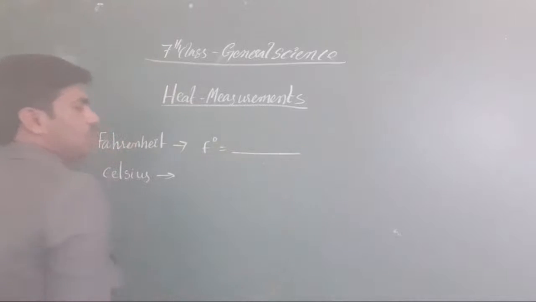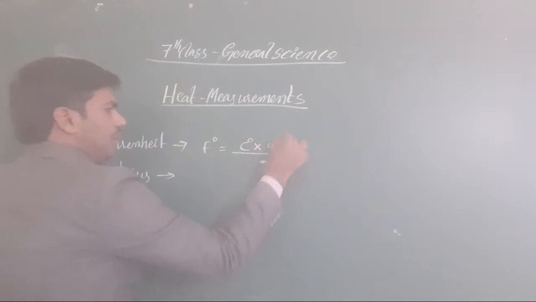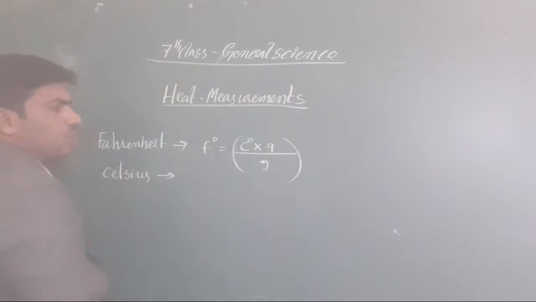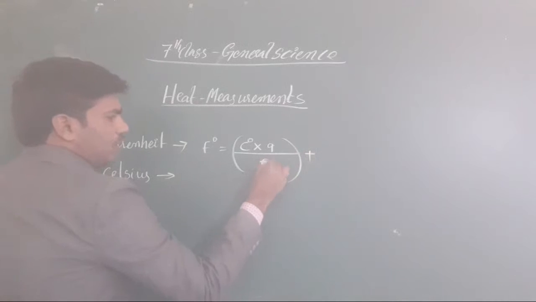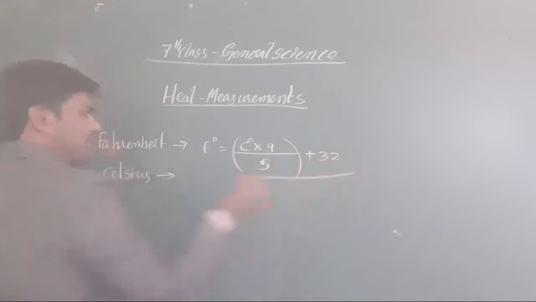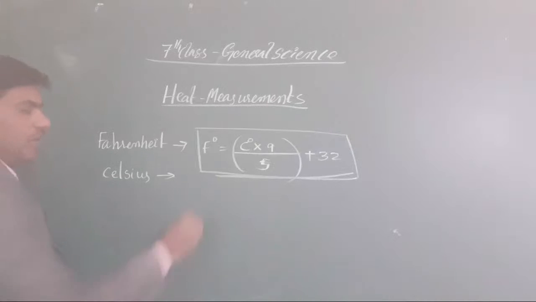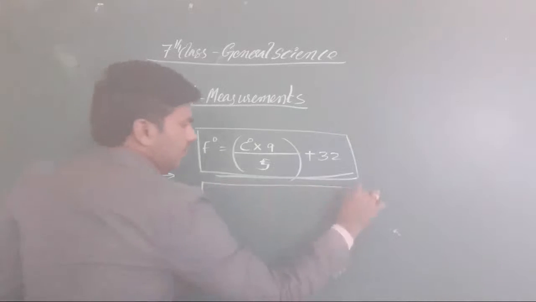The Fahrenheit degrees is equal to 9 by 5 into Celsius, plus 32. This indicates the Fahrenheit degrees. About the Fahrenheit degrees. Okay, and as well as there is what here.